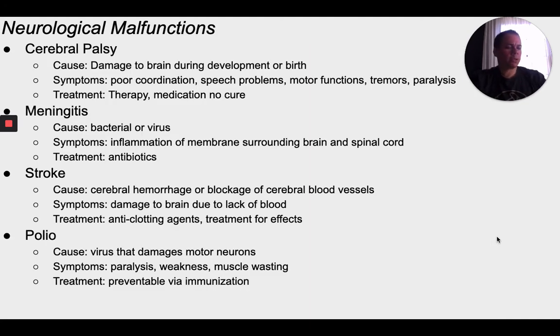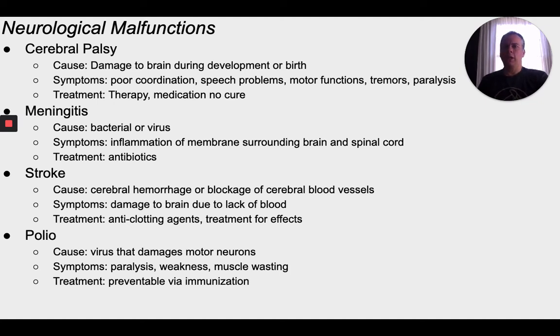So to finish up, we're going to talk about a few malfunctions and diseases and disorders of the nervous system. I've picked eight of them or so, just to talk about, and there are obviously many more than these, but these are common ones.